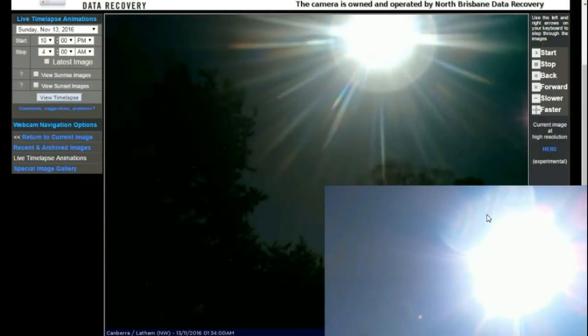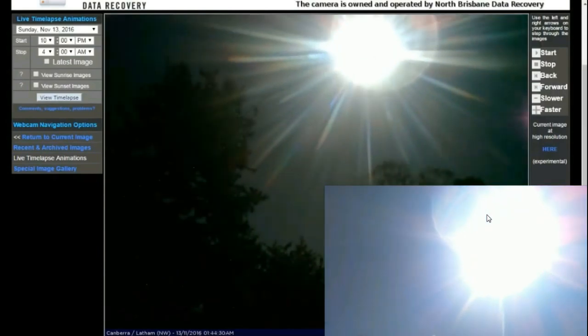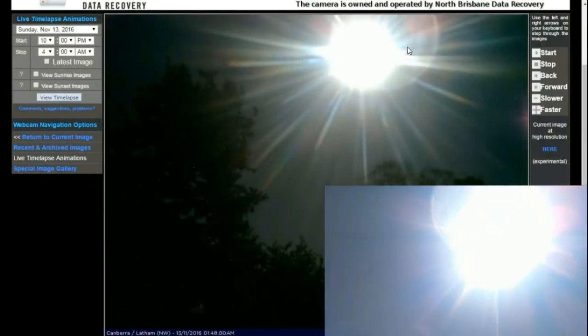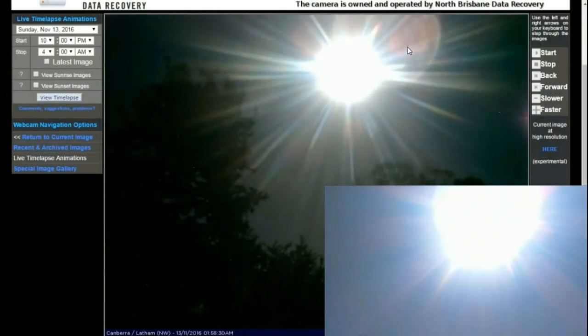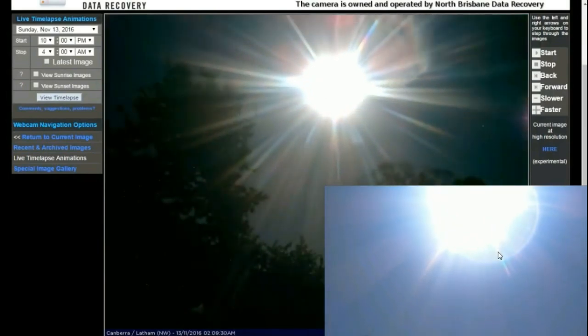You'd be very hard pushed to tell the difference between this object and that object. They look identical. They really do. Sun, moon, lens, lens. Petal effect, petal effect. The petal effect around the moon. The petal effect around the sun.